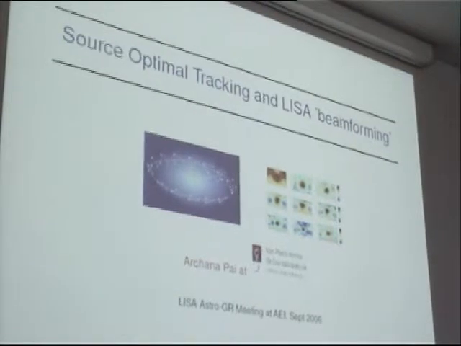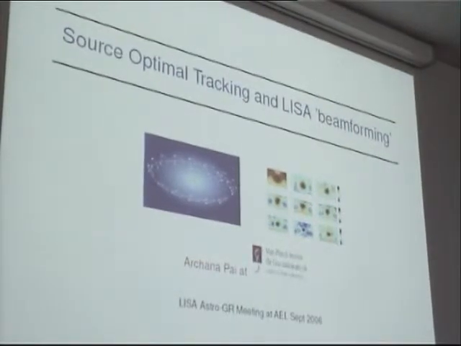Now the question we ask is related to the network: these three data streams have different frequency responses and antenna patterns. So can we use them to optimally track a particular source in the sky? This is sort of a summary of beamforming, but we'll talk about it later.